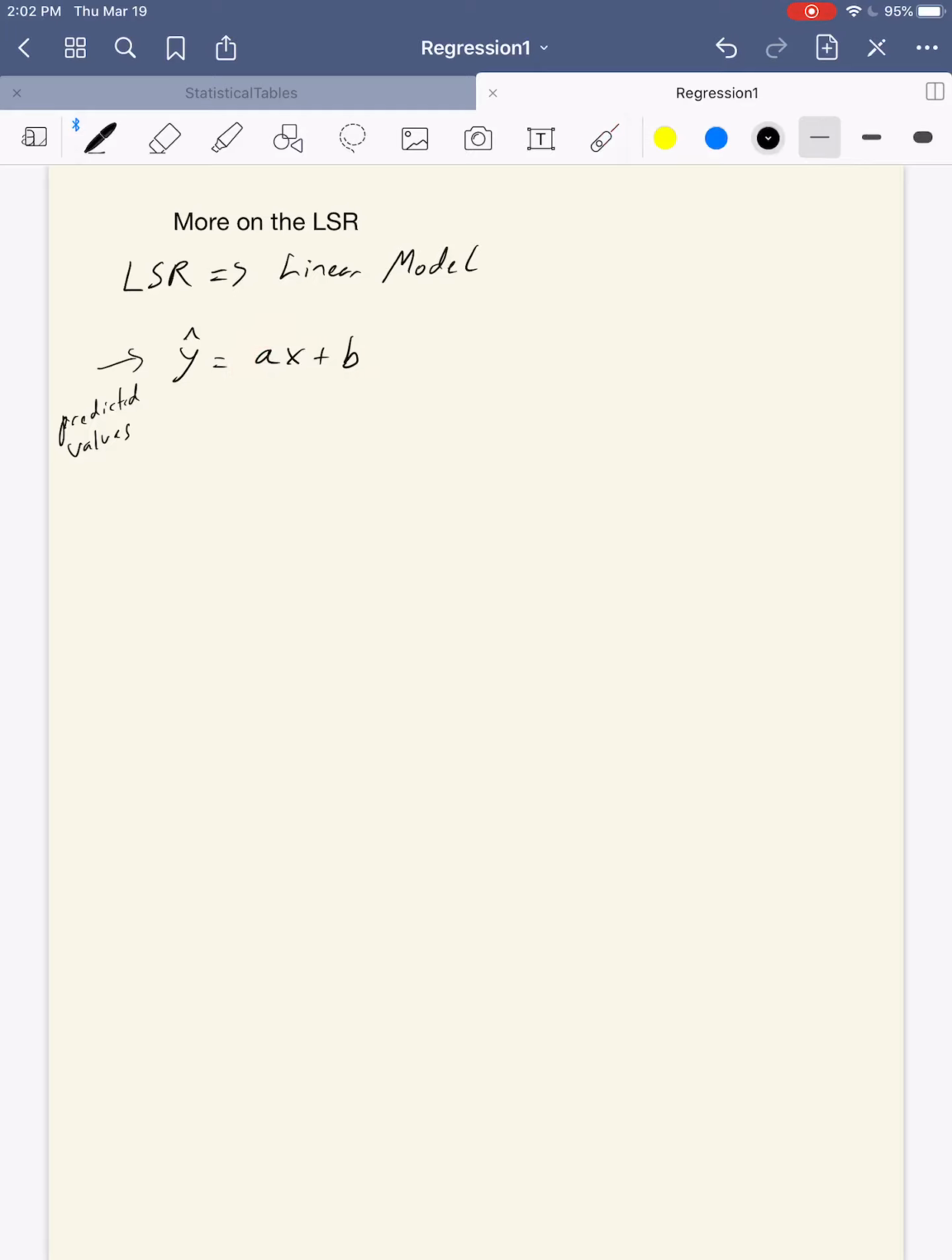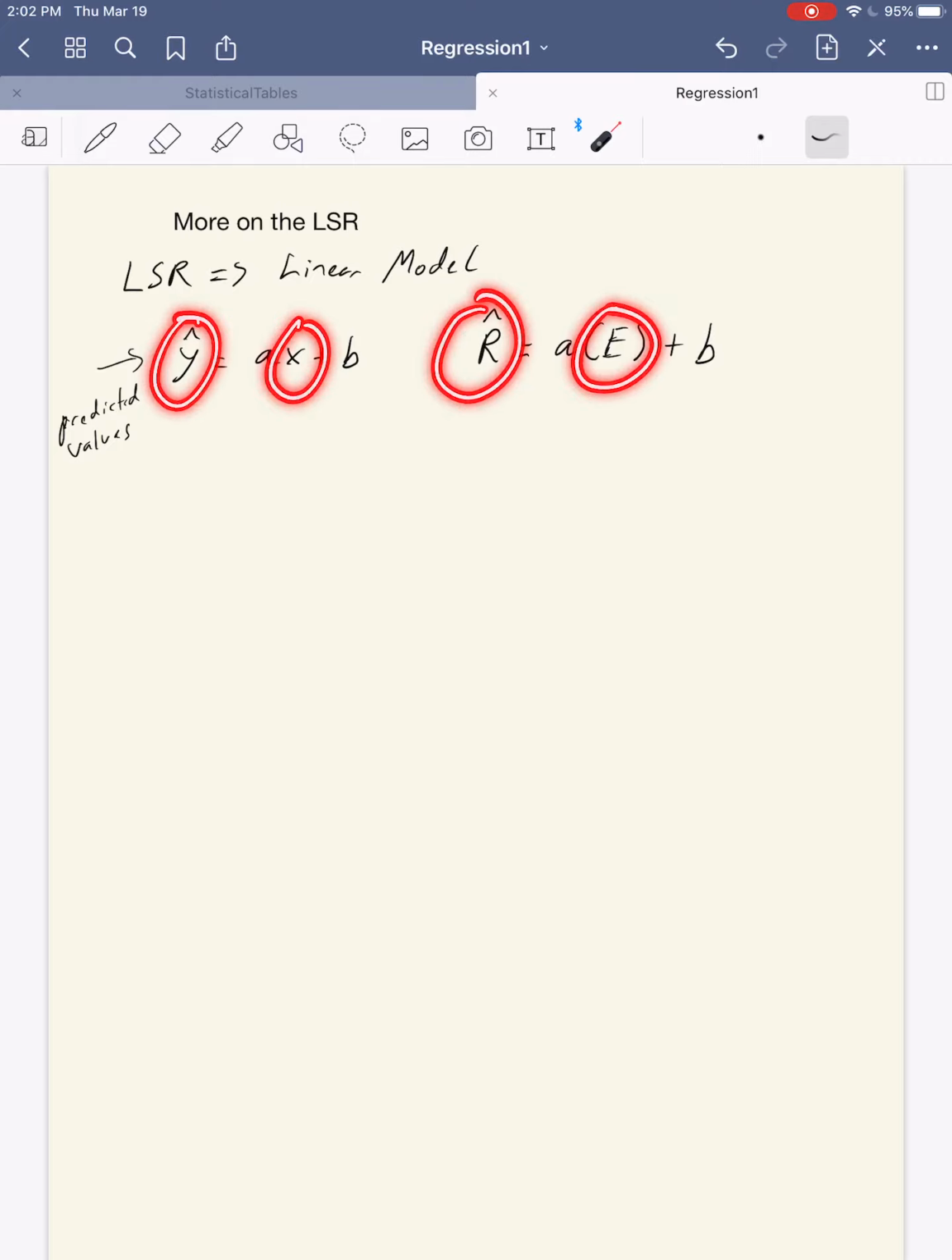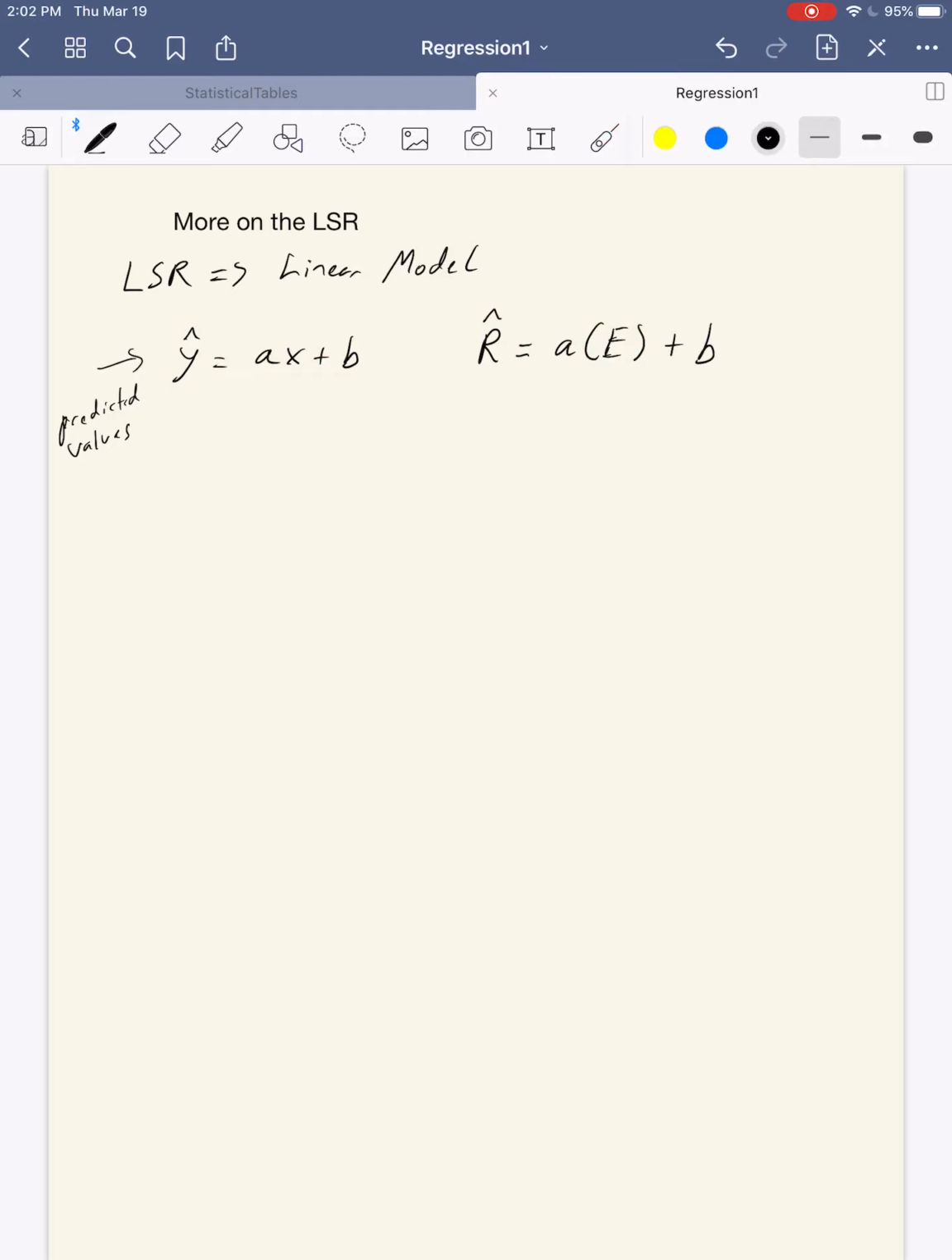Now, as we talked about in the last video, this is a totally fine way to write it, but do keep in mind, you can also think about this as the response variable equals a times the explanatory variable plus b, right? This over here is the more algebraic notation. This is more the one that we want to think about because this y represents the response and this x represents the explanatory. So let's talk about some of the components of this.